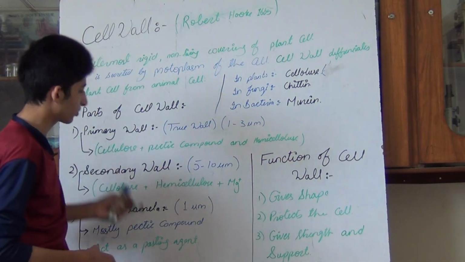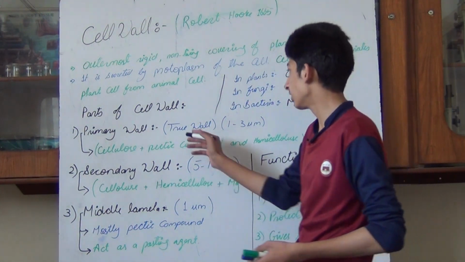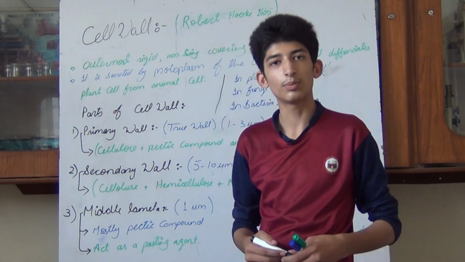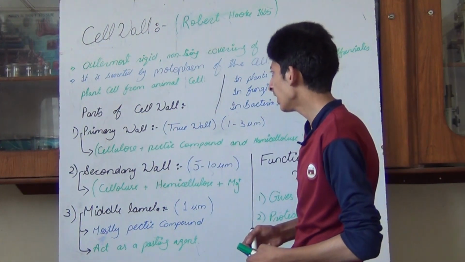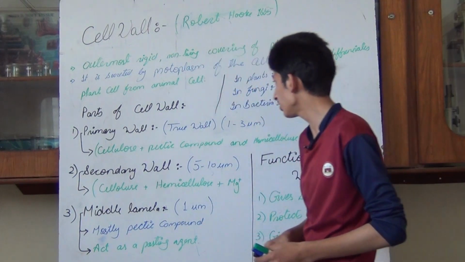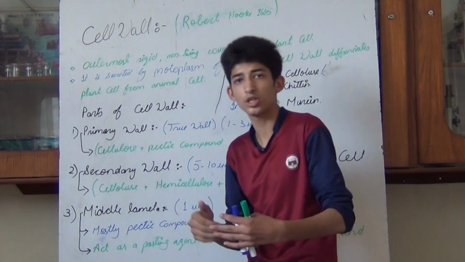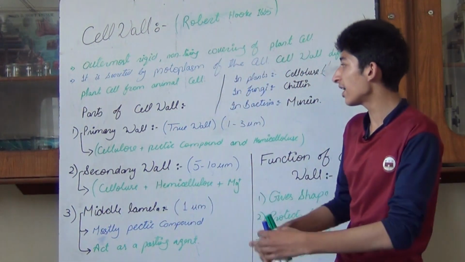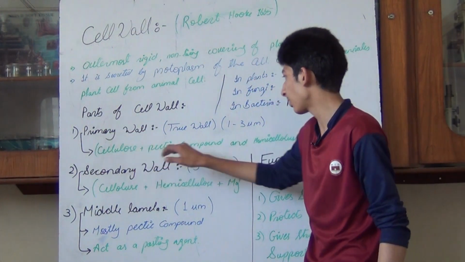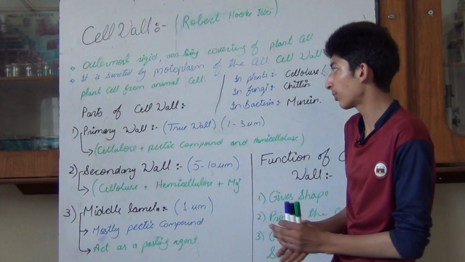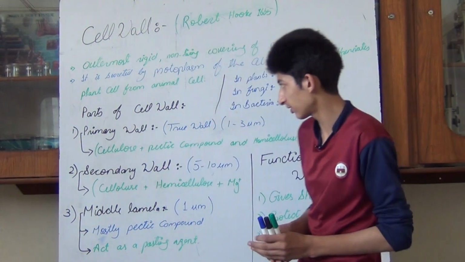Now coming towards the parts of the cell wall. Primary cell wall is also known as the true wall because it is present in all the plants. That is why it is called the primary wall. Its diameter varies from 1 to 3 micrometers. It is mainly composed of cellulose, pectic compounds, and hemicellulose. The primary wall is the first wall which was studied by the scientists.